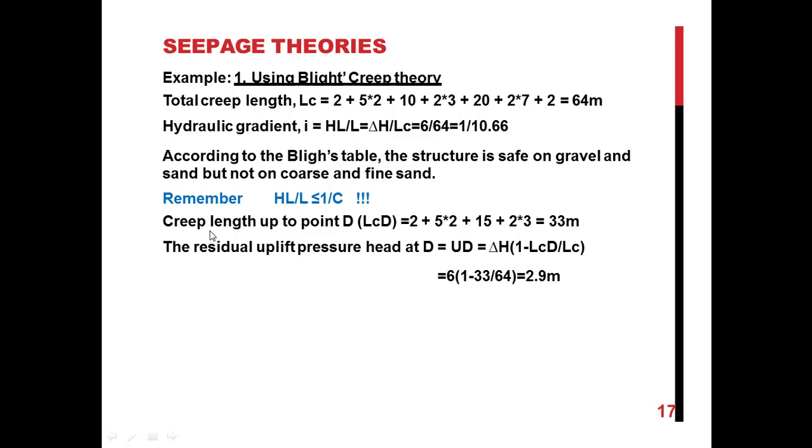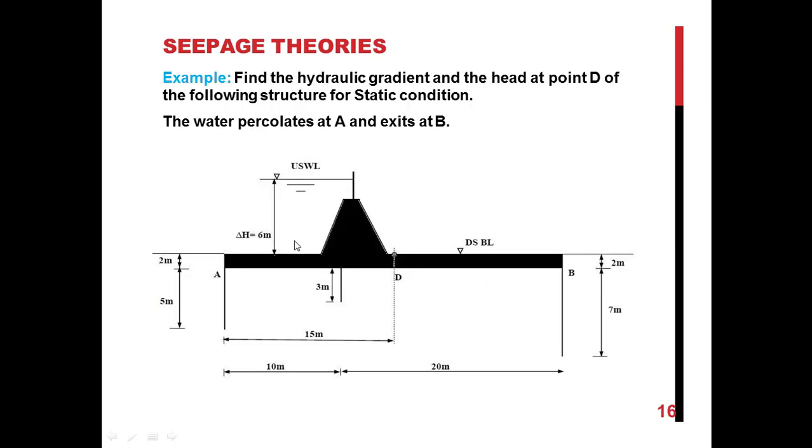Next, we will find the creep length up to the point D, which is denoted by LCD, meaning creep length up to point D, equals 2 plus 5 times 2 plus 15 plus 2 times 3. Coming to the figure, here 2 is the thickness of the floor, so the water starts creeping from this point up to this. Here the length is 2 meters.